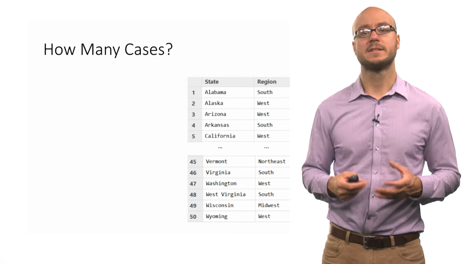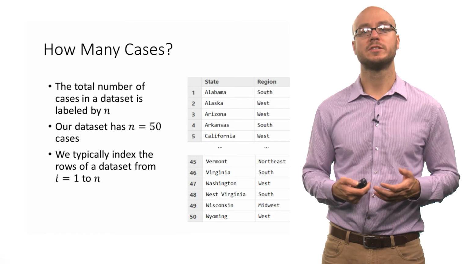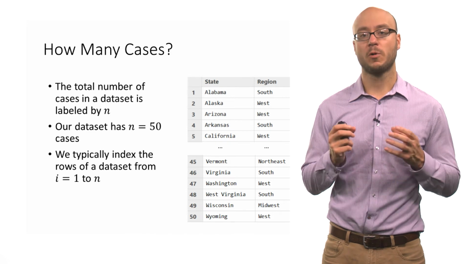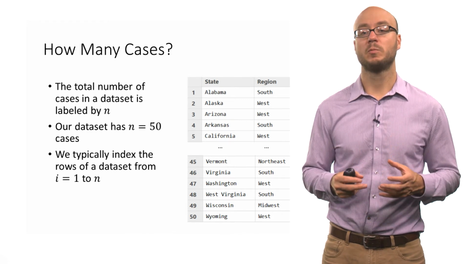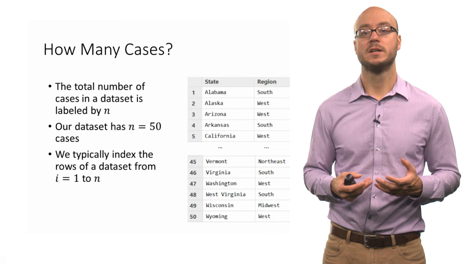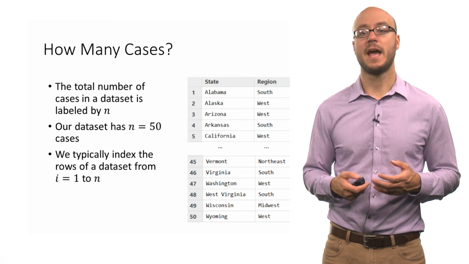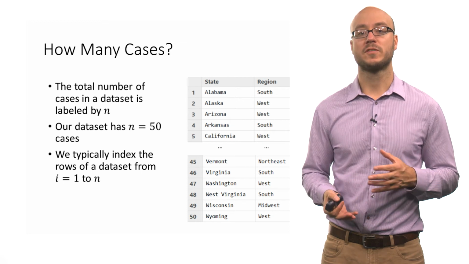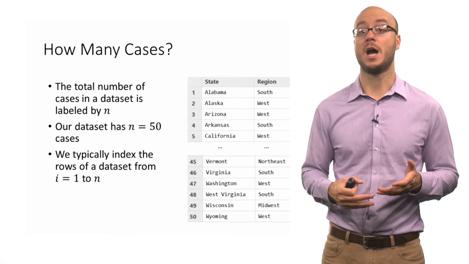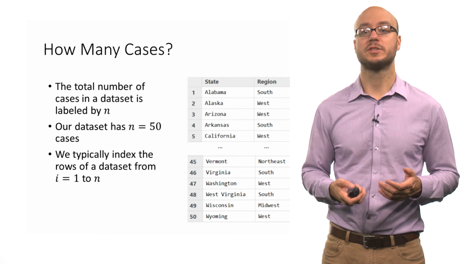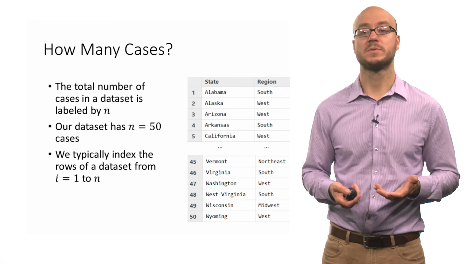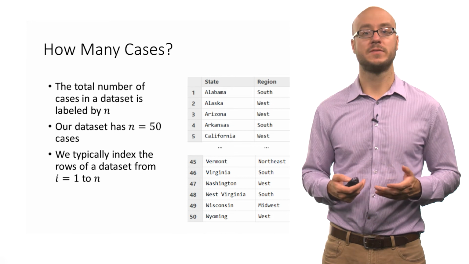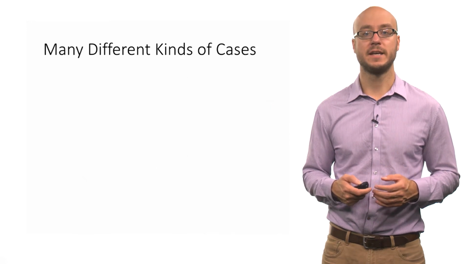One question you might ask is, how many cases, how many observational units do I have? Well, that is simply the total number of rows. We call that a little n when we're talking about a sample of data. So our data set in this case has n equals 50 cases. The index that we use goes from i equals 1 to i equals n, where n is the total number of rows. It's the total sample size for a sample of data. So in this case, n is 50 because we have 50 states.